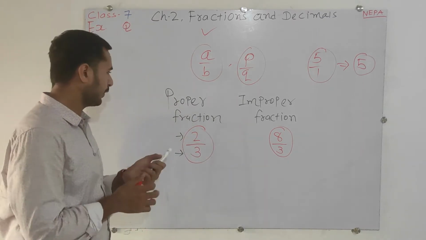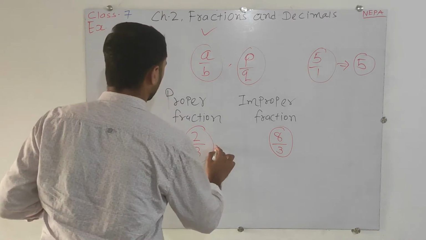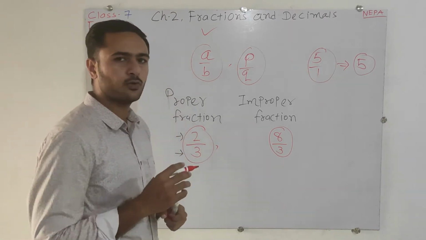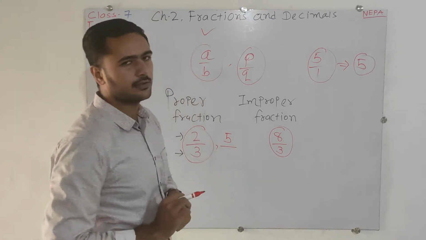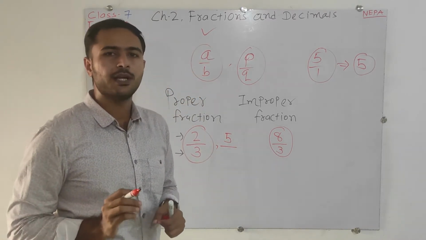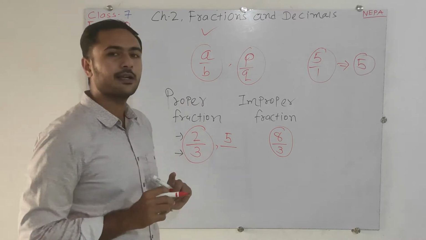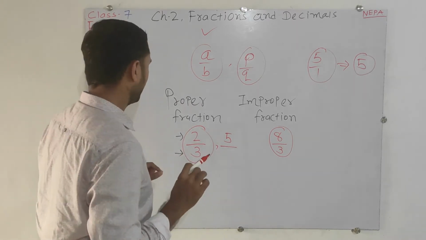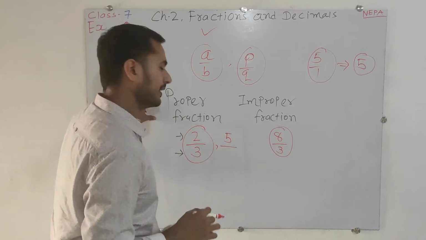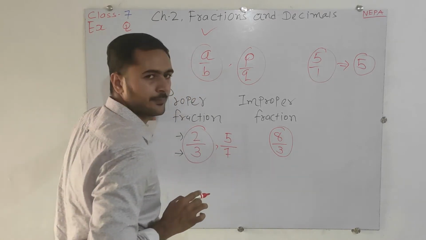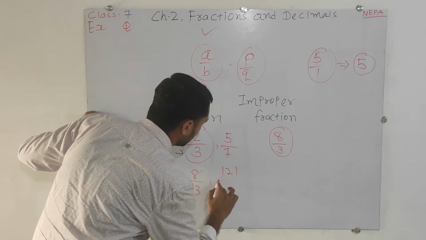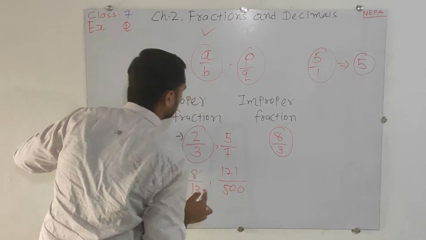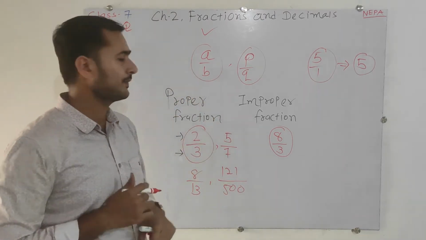Let's see more examples for the proper fraction. Whenever I write a proper fraction, what do I have to remember? Write any number, like I am writing 5. The denominator should be greater than 5, then that will be a proper fraction. Like 5 by 7, this is a proper fraction. Like 8 by 13, 121 divided by 500. So these all are proper fractions.